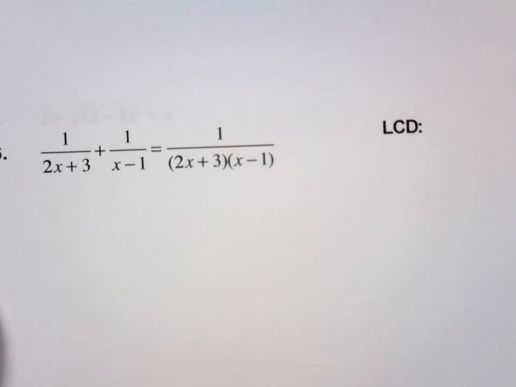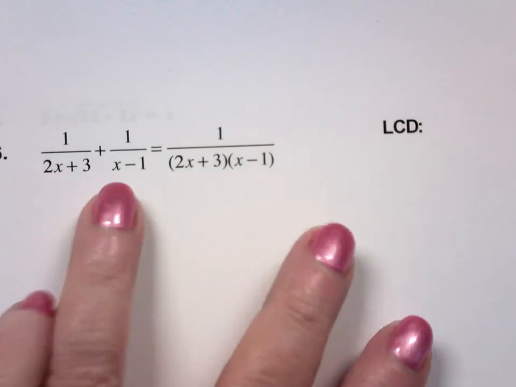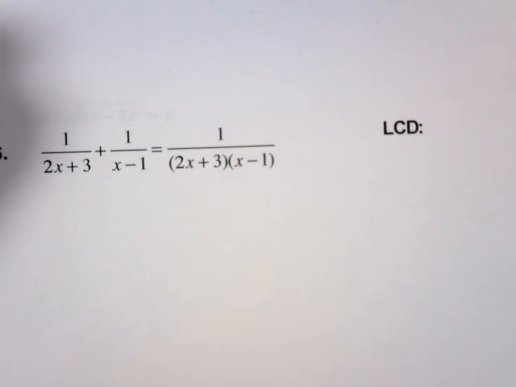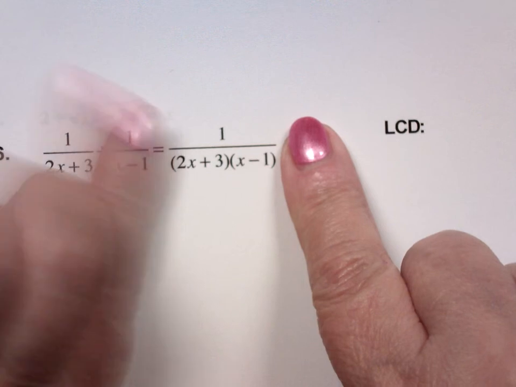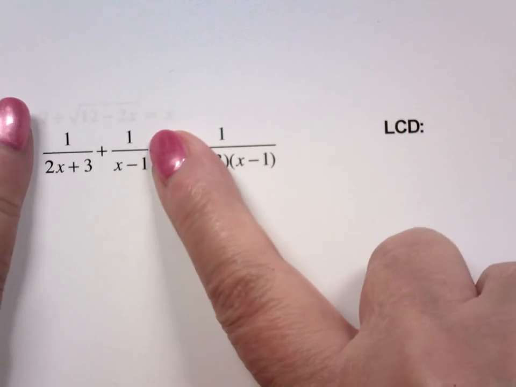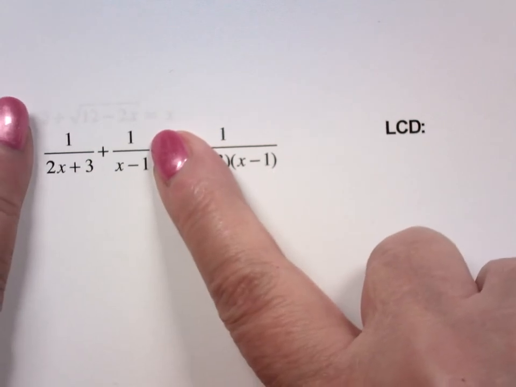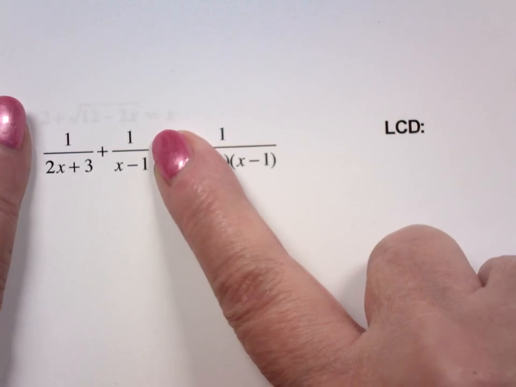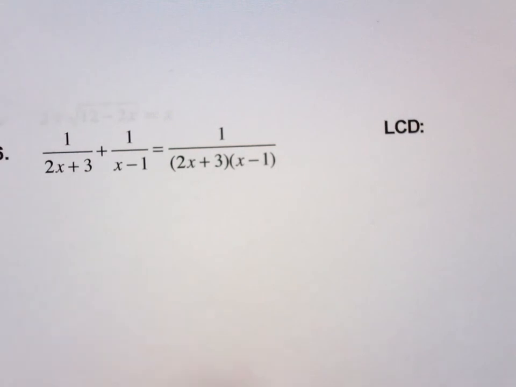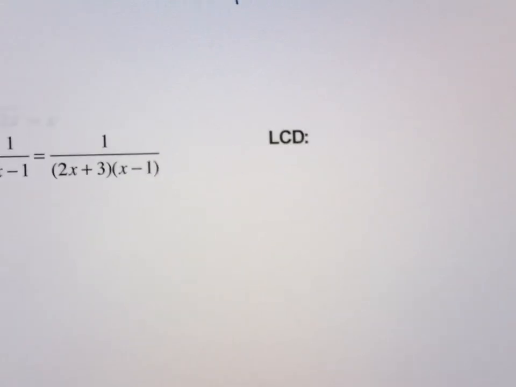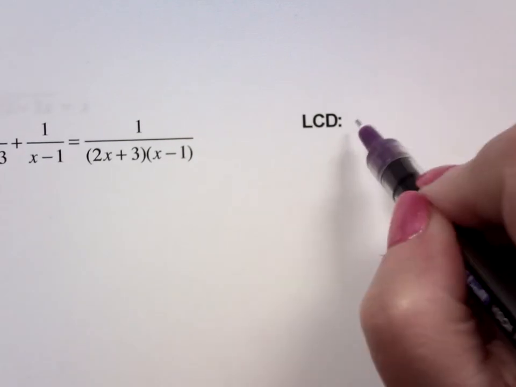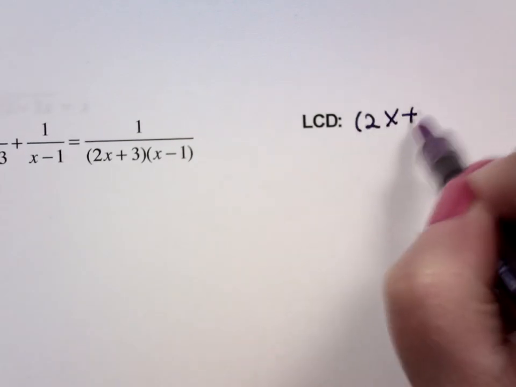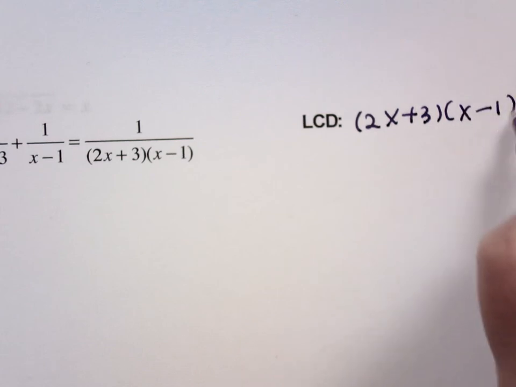Now, if I take a look at this one, I can't use means and extremes. Now, I could. This is already a single fraction. If I put this over a common denominator, I could use means and extremes on it. I could do that. But I'm not. So I'm going to look at what the LCD is, and the LCD is just the product of those two things. So the LCD is going to be 2x plus 3 times x minus 1.